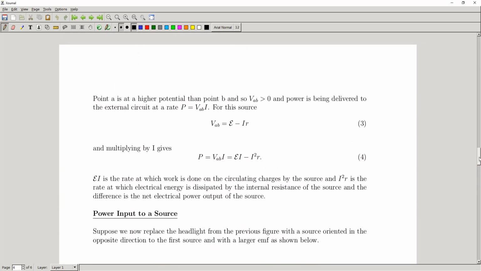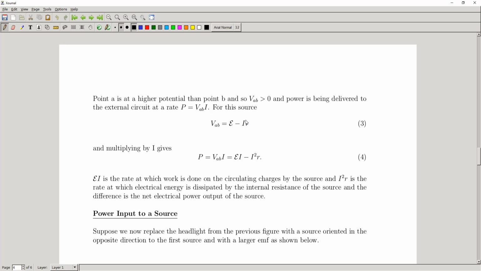And so for this source, we know that our VAB is going to be equal to our EMF minus our current times our internal resistance, right? This is the potential difference across the terminals of our battery, if we want to think about it as a battery like we have it drawn above. And this is what's going on inside the battery. We have the EMF source and the internal resistance, right?